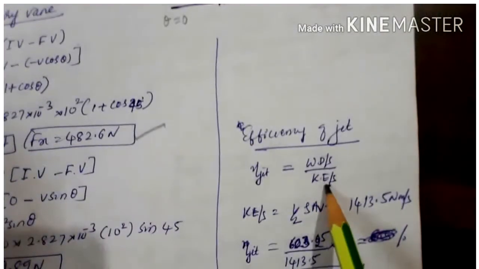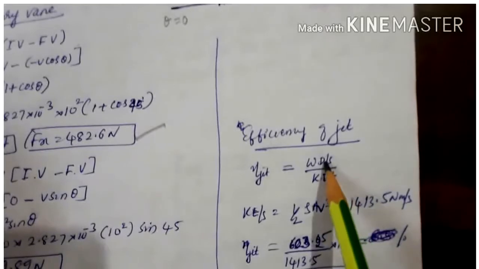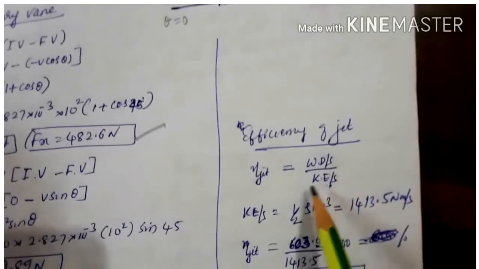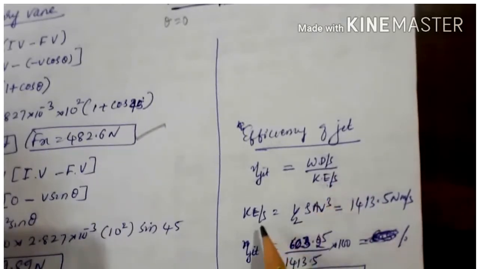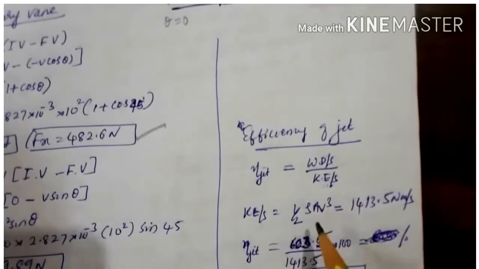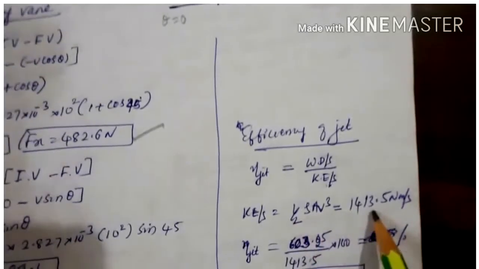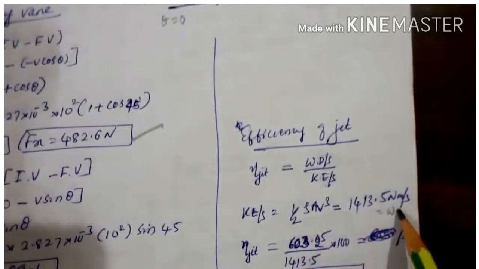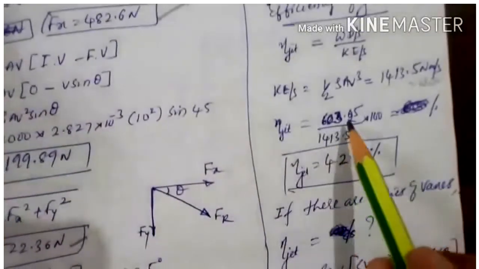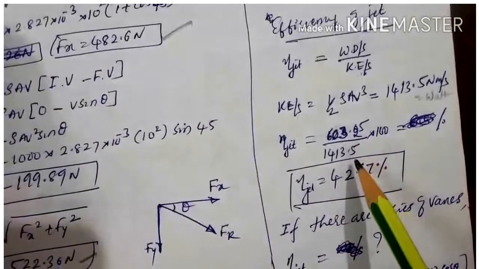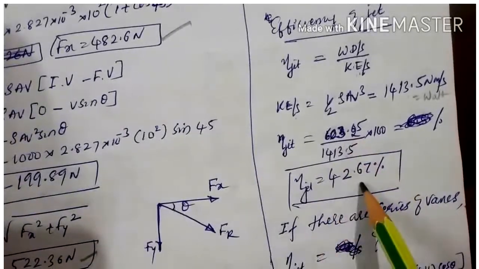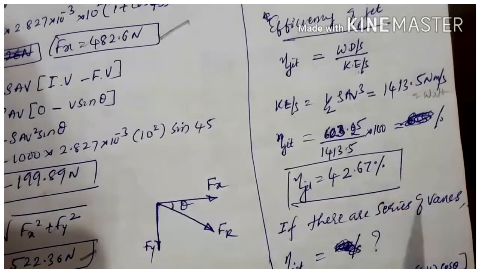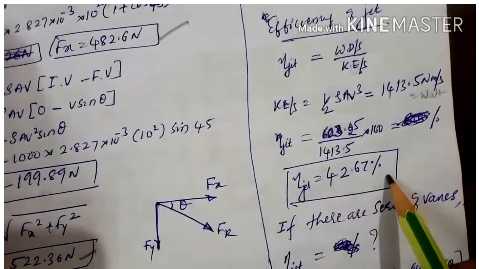Work done per second is the output by input. The work done per second is the output. Input will be the kinetic energy of the jet. Then the kinetic energy of the jet per second, that is half rho a v cube. Then when you substitute all the rho a v, we get this much as the power in watts. Then the efficiency of the jet, substitute here, then we get the efficiency of the jet as 42.67%. This is for a single vane.